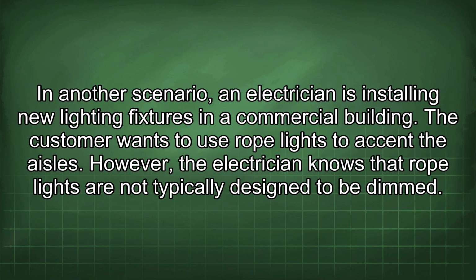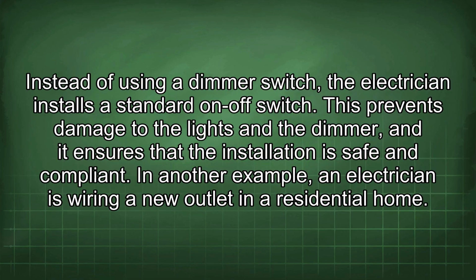In another scenario, an electrician is installing new lighting fixtures in a commercial building. The customer wants to use rope lights to accent the aisles. However, the electrician knows that rope lights are not typically designed to be dimmed. Instead of using a dimmer switch, the electrician installs a standard on-off switch. This prevents damage to the lights and the dimmer, and it ensures that the installation is safe and compliant.